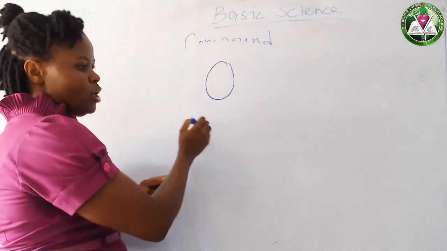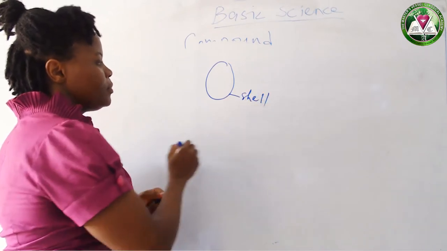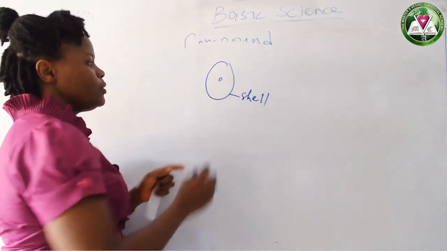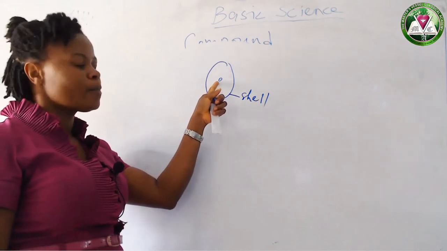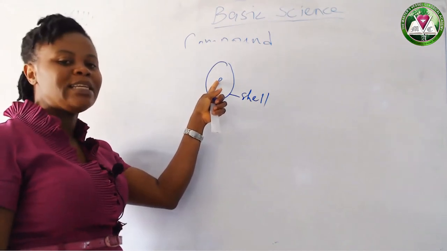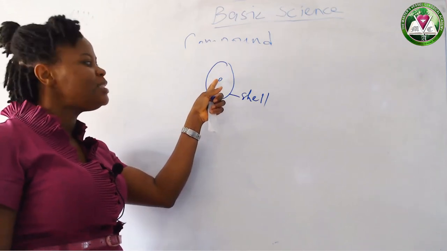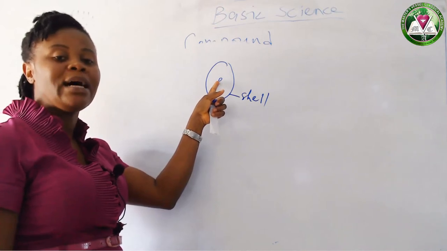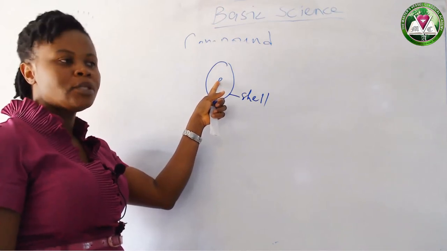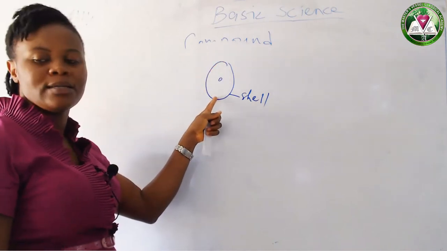Okay. Now, in drawing this structure, I will repeat it again. You have the shell. This is the shell. Then you have the nucleus. The nucleus is located inside the shell. And I said that this nucleus contains both the proton and the neutron. Then you have the electrons on the shells.